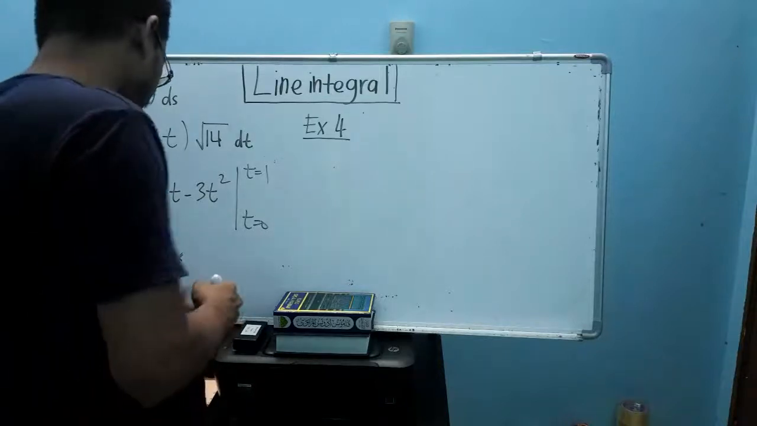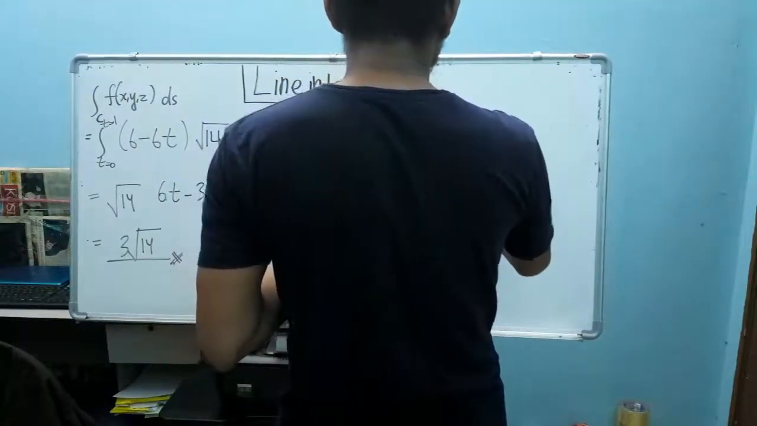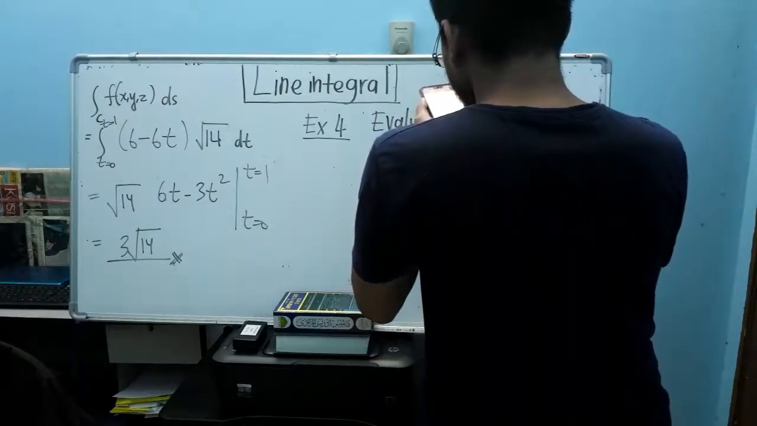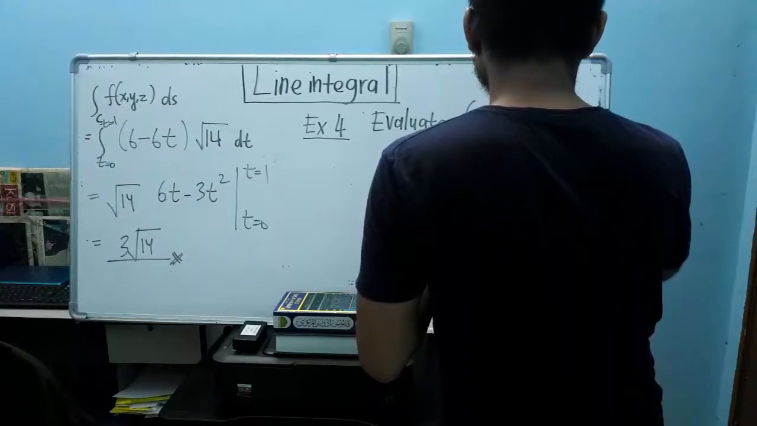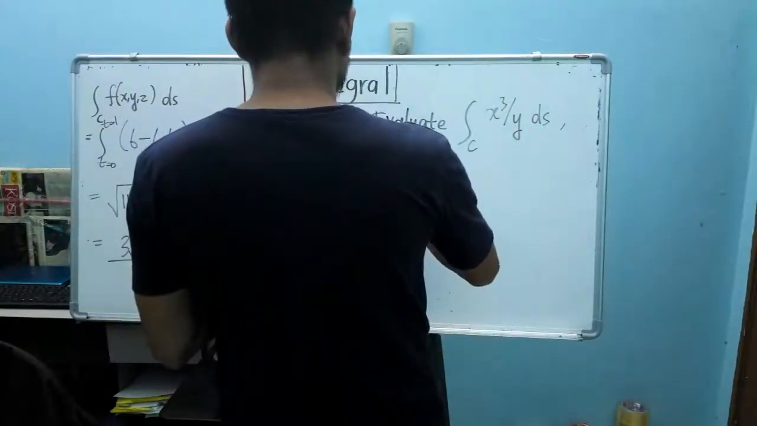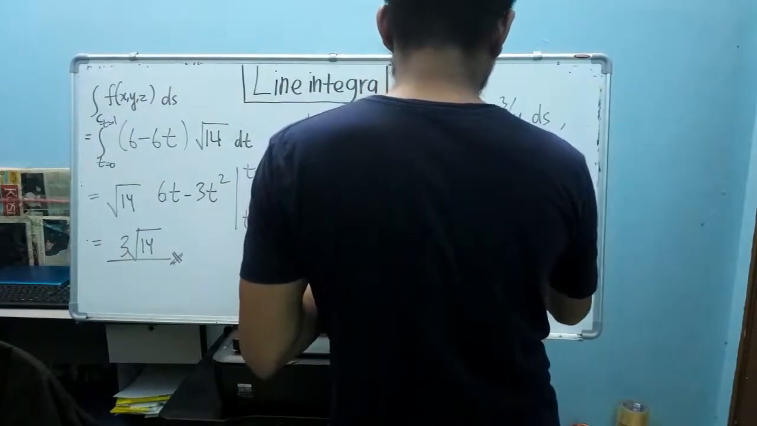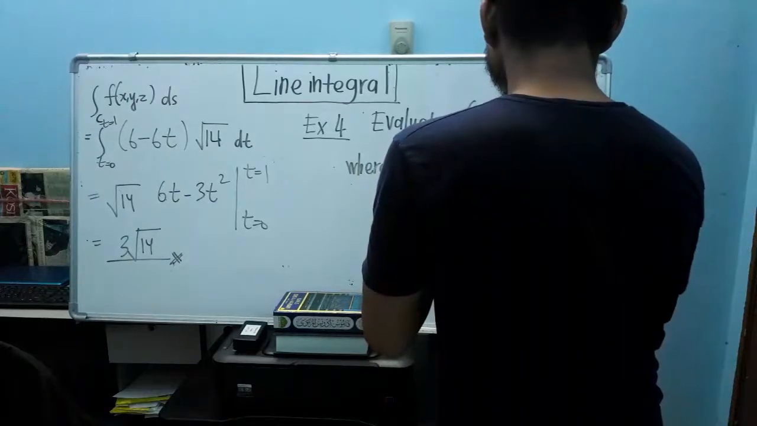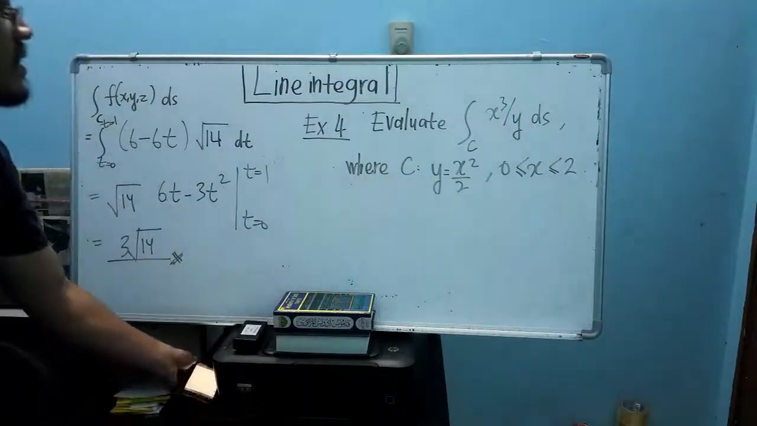Okay, let's evaluate this integral. I will have x squared over y ds over C, where C is y equals x squared over 2, with x between 0 and 2. C here is in the xy plane.